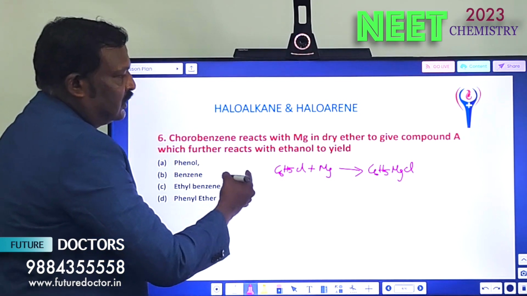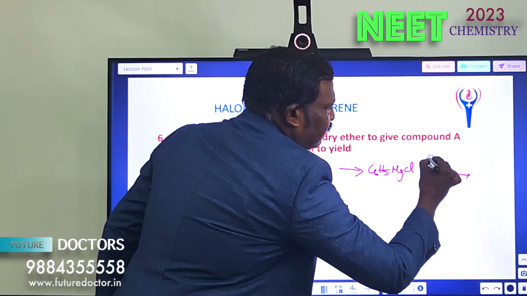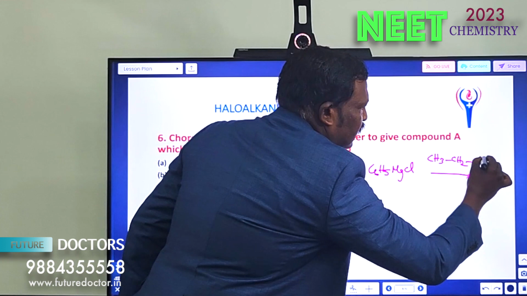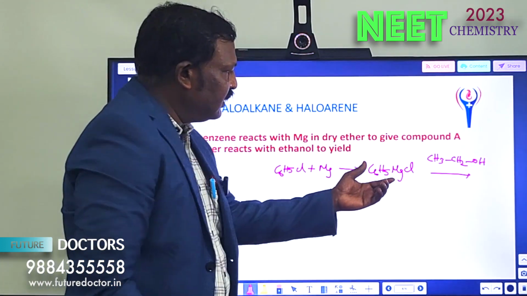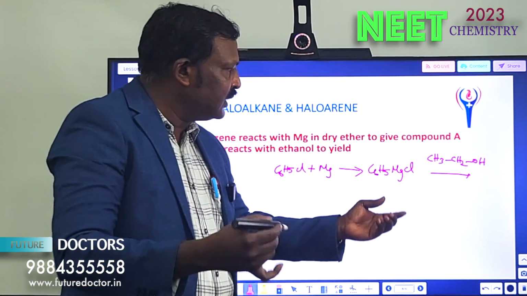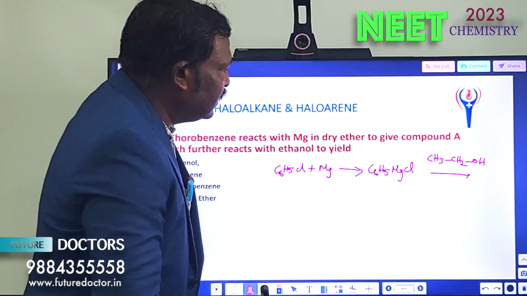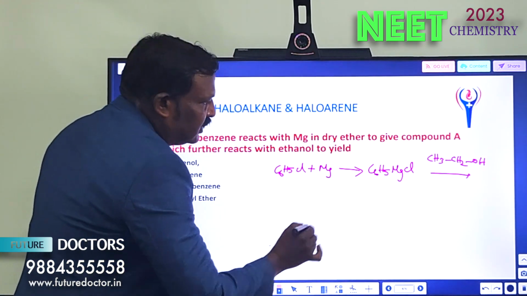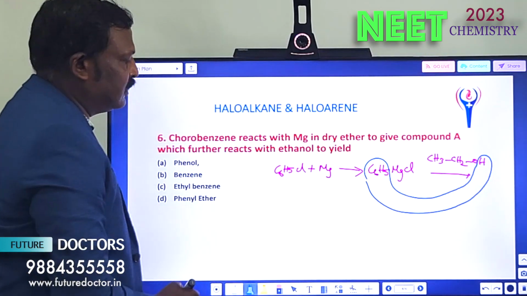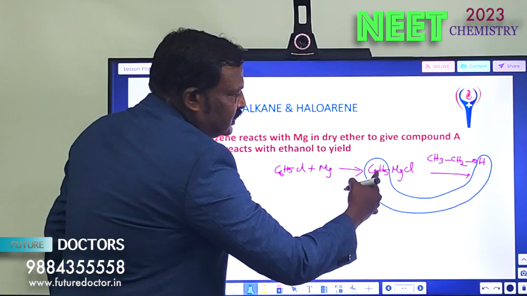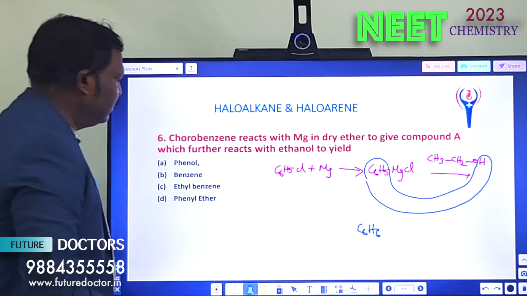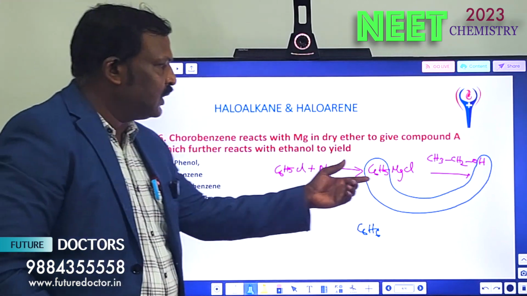Which further reacts with ethanol. Ethanol means the formula CH3CH2OH. Understood? Whenever ethanol, water, anything reacts with Grignard reagents, we always get one hydrocarbon. Here, the C6H5 combines with the H. Which hydrocarbon is obtained? C6H6, that's the main product, nothing but benzene. This is the answer. Others are subproducts. You don't worry about the subproducts.